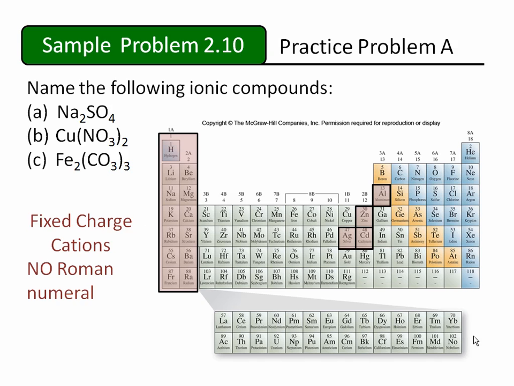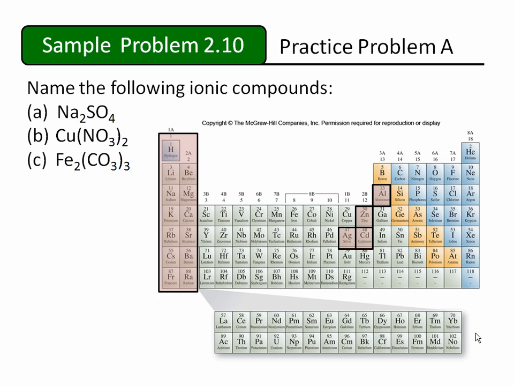The cations with fixed charge are found in groups 1 and 2 of the periodic table. There are a few other fixed charged cations. They are zinc, silver, cadmium, and aluminum. Basically, any metal that is highlighted here in pink is of fixed charge, and no Roman numeral is needed in the name of a compound containing one of these ions.